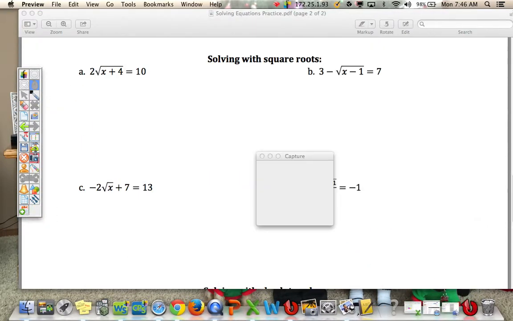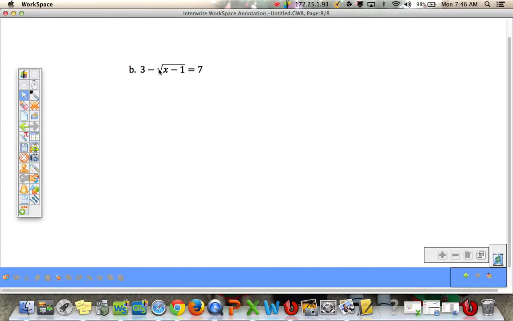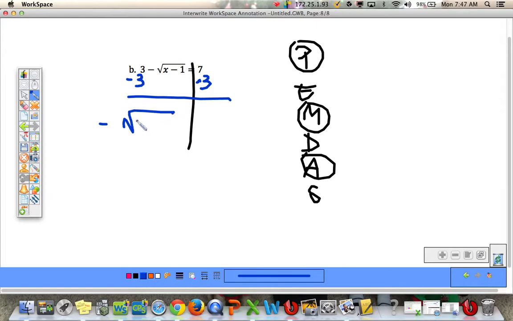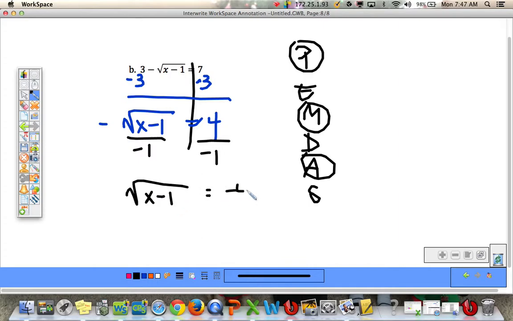Okay, let's try the next one. In this problem we have adding. So let's write our PEMDAS here. We have addition. We have multiplying by a -1, and we have square root, which is like parentheses. All right, so solve. First, get rid of the addition by subtracting. So we have negative square root of x minus 1 equals 4. Get rid of this negative by dividing by a -1. So we have the square root of x minus 1 equals -4.